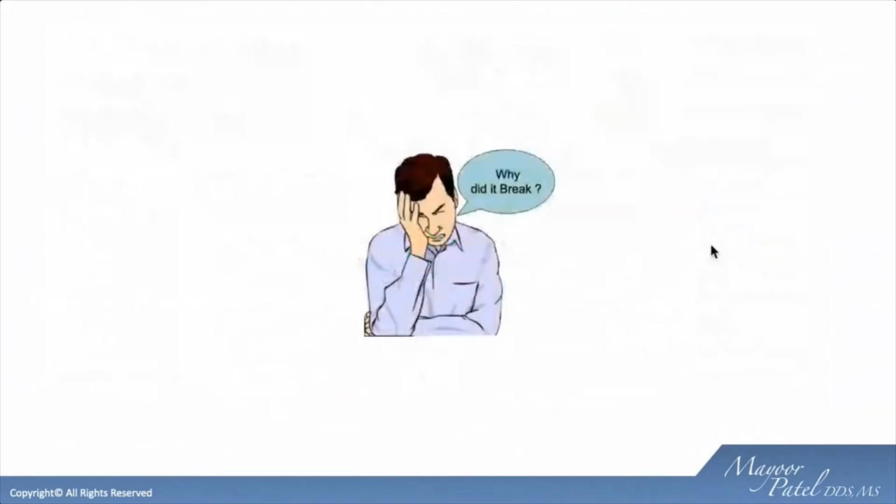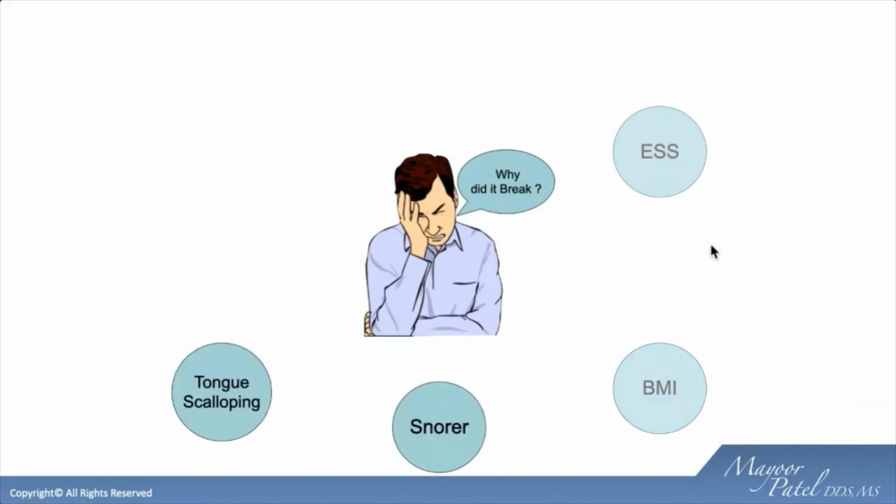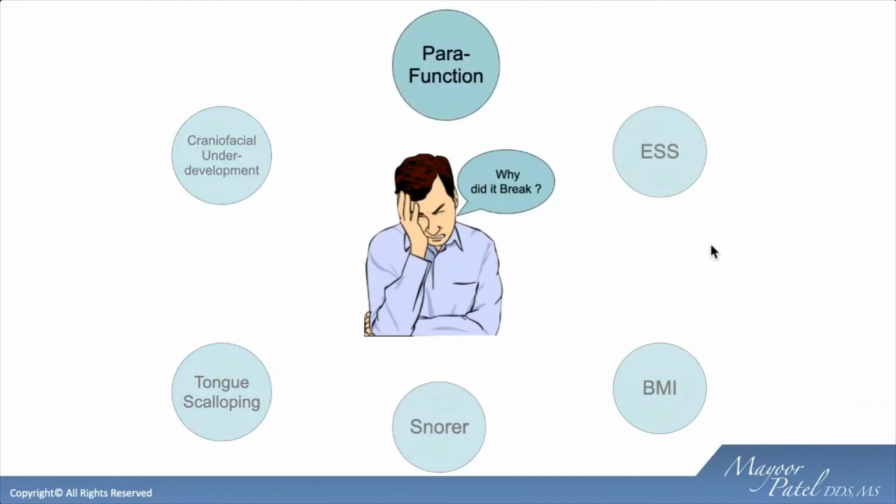Now, from a restorative standpoint, and you're in a situation where you have a restoration that happens to break, you know, go through a different hierarchy. Ask yourself different sets of questions. What was this patient's Epworth sleepiness score? Is this person overweight? Is this person a snorer? Is their tongue scalloping that I underappreciated? Is there craniofacial underdevelopment that I did not pay attention to? And was parafunction maybe the result of this? And say the answer is yes, yes, yes, and yes. Then our next jump to the gun would be, all right, we know this person needs restorations. We know this person parafunctions. Let me stick them with the bite guard. I'll throw the bite guard in.